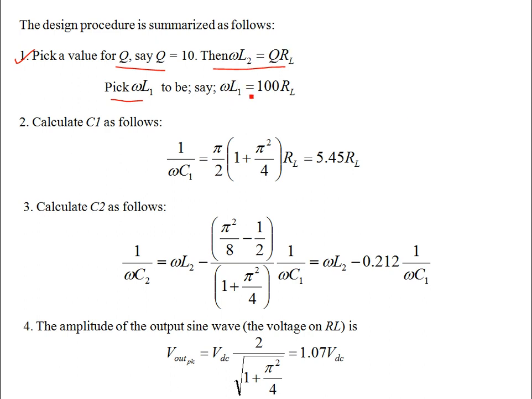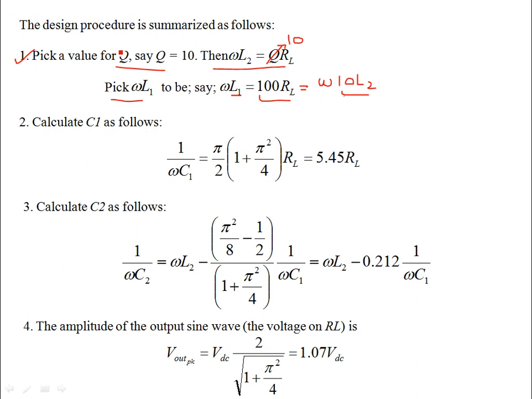So for a very high Q, L2 you can express this as, for example, omega times 10 times L2, or you can say 10 times omega L2. Now, let's say this Q is 10. Then this omega L2 is 10 RL, and if we are going to make this 100 RL, the other way to look at this is omega times 10 times L2. So L1 is 10 times L2. So it's a huge inductance compared to L2. Okay, so these are the design equations.